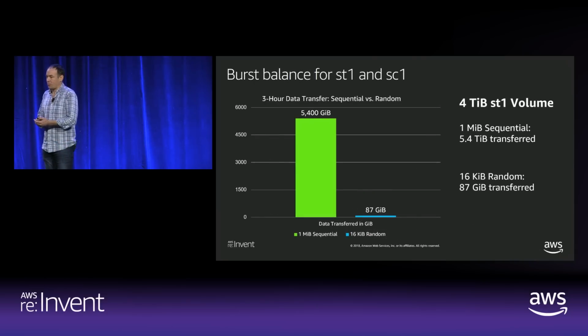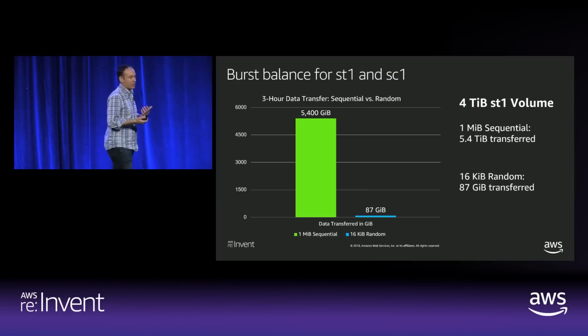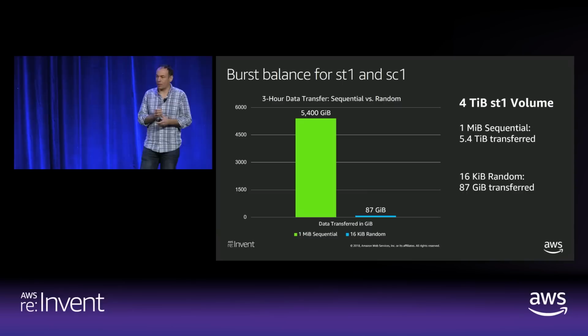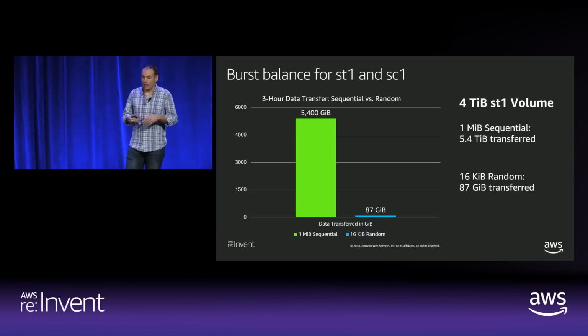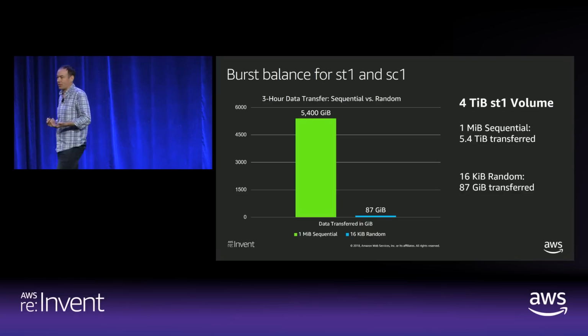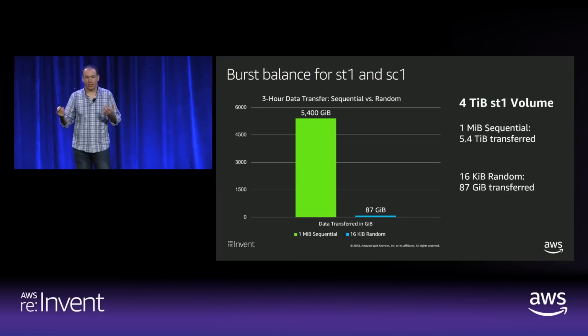From a data transfer standpoint, here's a comparison of purely sequential versus purely random workloads on an ST1 volume. We're doing large 1 megabyte sequential reads here. If I let that run for 3 hours, I get almost 5.5 terabytes of data off of that ST1 volume. But if I'm doing 16K random, I'm only going to get 87 gigabytes. Pretty big difference there, and that's part of the design point of the volume.